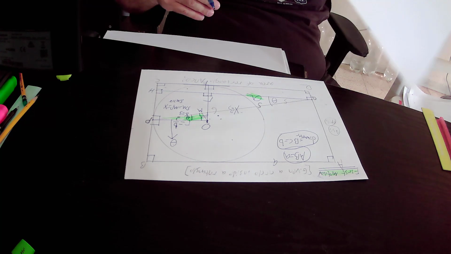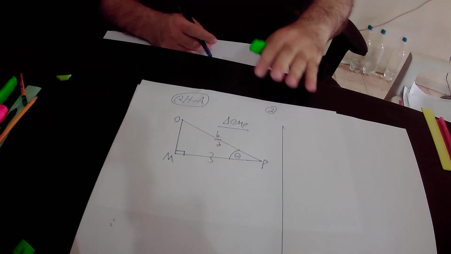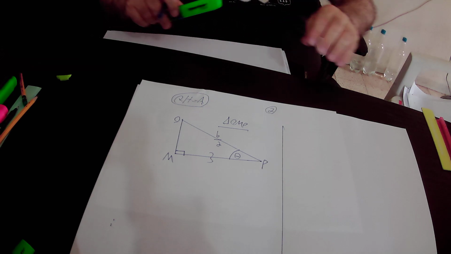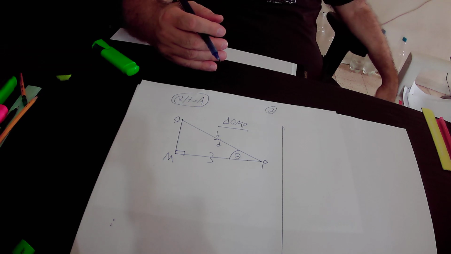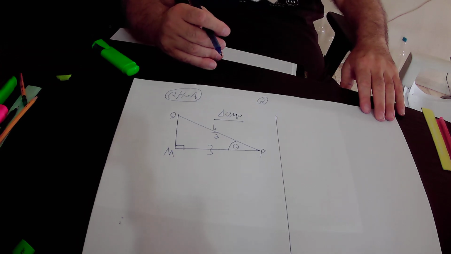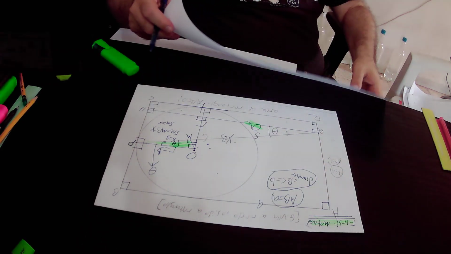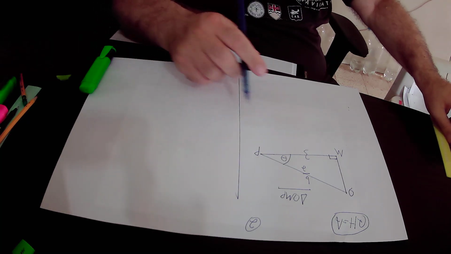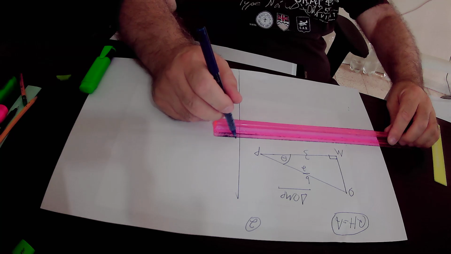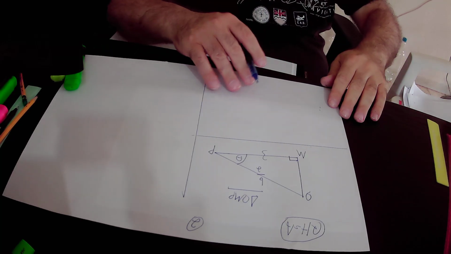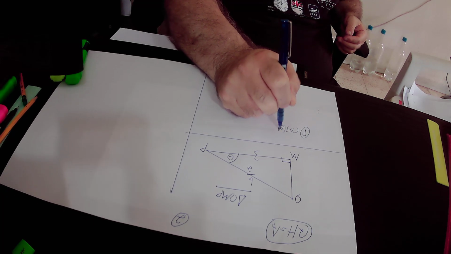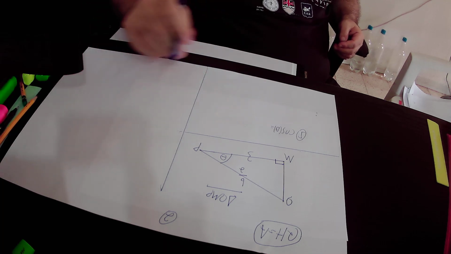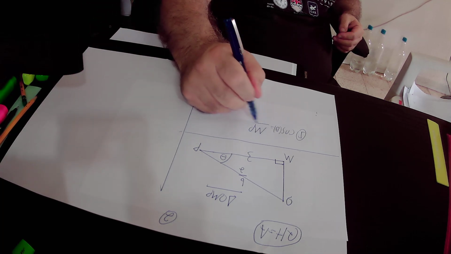So actually, this is the right triangle, triangle OMP that I copied from the original drawing. In the right triangle OMP, it is very easy to see from the drawing that cosine theta equals MP over OP. I'll write it down. Cosine theta is equal to MP over OP.